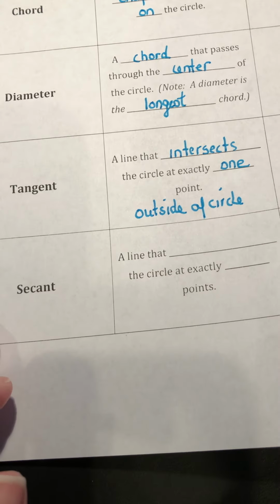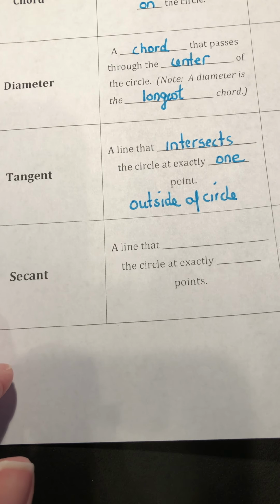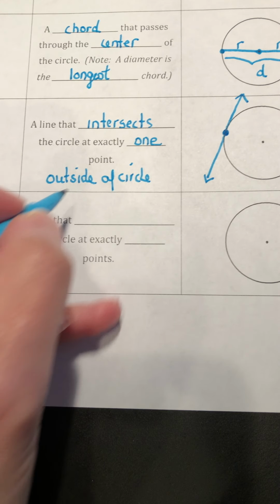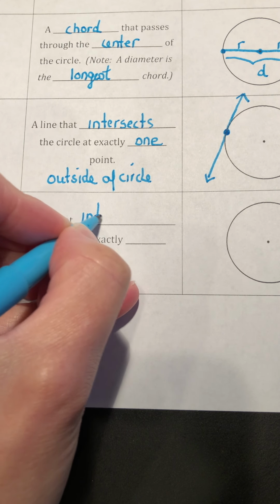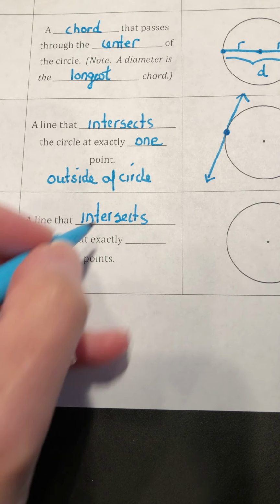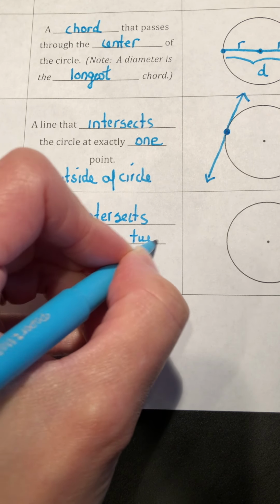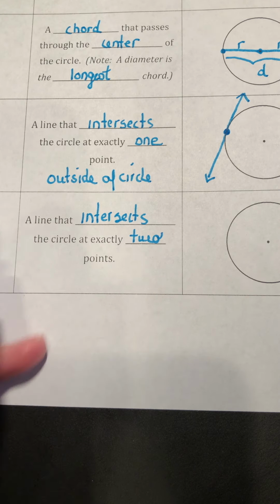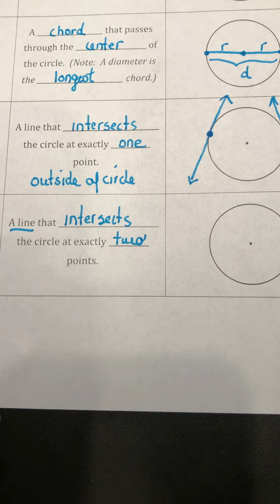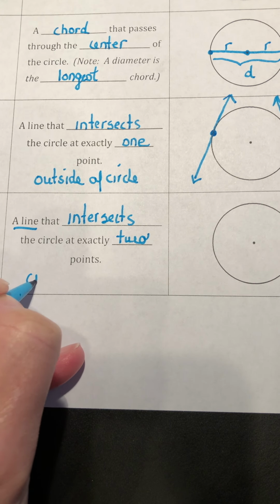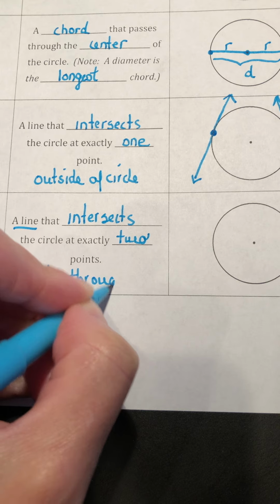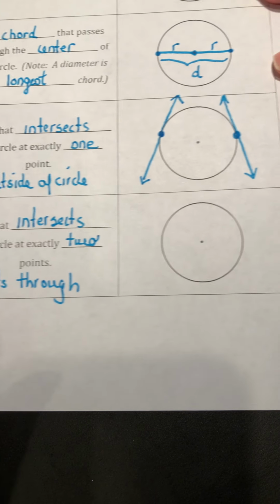And finally, we have something called a secant line. A secant line is a line that intersects the circle at exactly 2 points. So the difference here is that we're actually going to go through the circle. So think about it like it cuts through the circle. So let me give you an example.